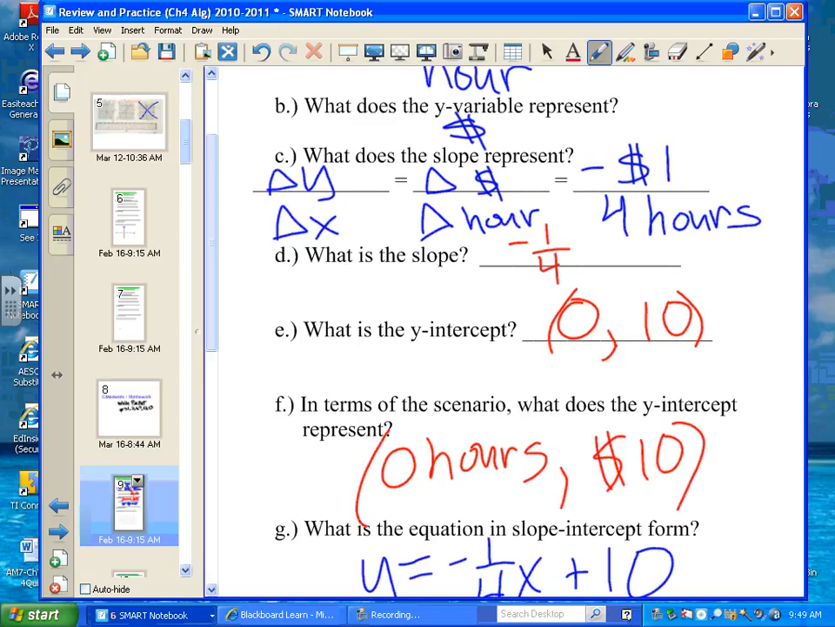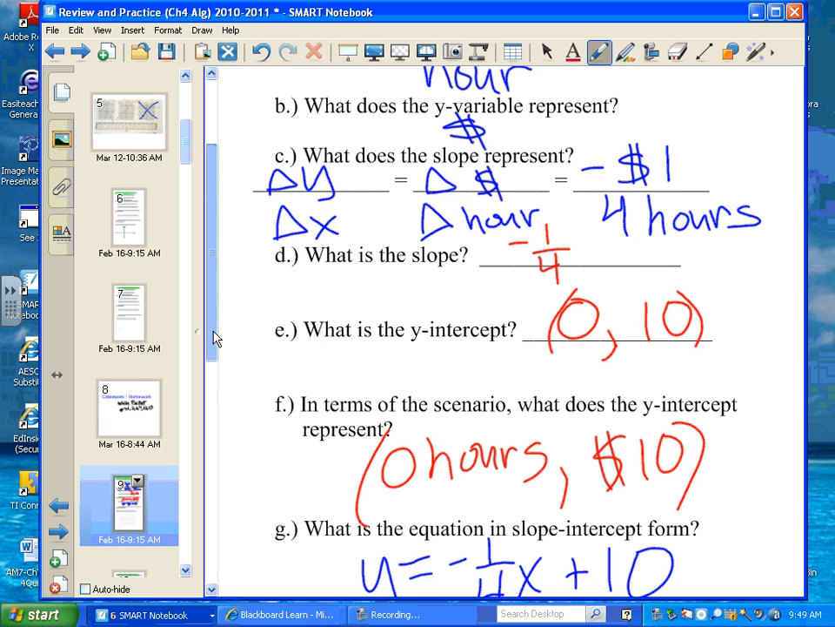Now that's writing it as an ordered pair with labels. At hour 0, she has $10. You may also write it out as a statement: at hour 0, Lindsay has $10. So you may either explain it in your own words or write it like that. Either way is fine.